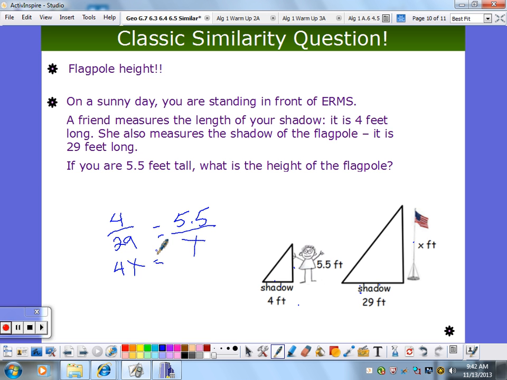I can't wait. So 4x, 29 times 5.5, I've done this. I got 159.5. Does everybody agree with me? Make sure, because I make mistakes all the time. All right, how do I find x? Divide both sides by 4, and I did that. And I got, what did you get? So do we go, oh yeah, it's 39.875? No. When it's something like this, you're almost always going to round to the nearest foot. That flagpole is about 40 feet. Isn't that awesome? We know that now.